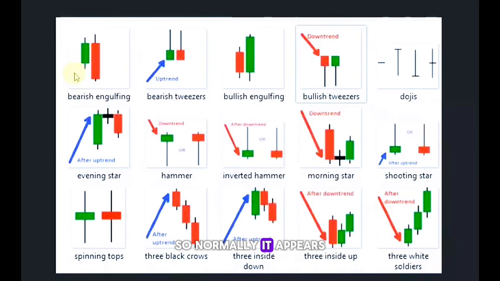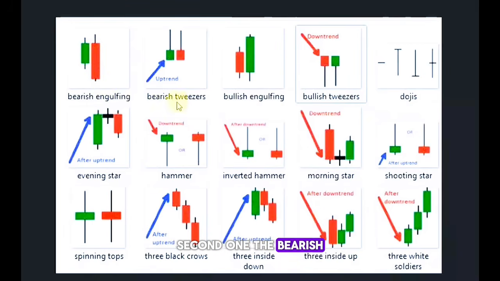Normally it appears when the market is in an uptrend and at a particular point where you expect the market to reverse. A small bullish candle like this occurs and a large bearish candle occurs to cover it. Then it means that the strength of the buyers is becoming weak and the strength of the sellers is overtaking it, and the market is about to change direction.